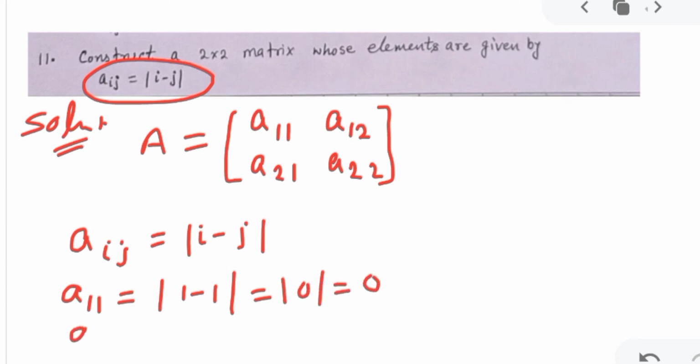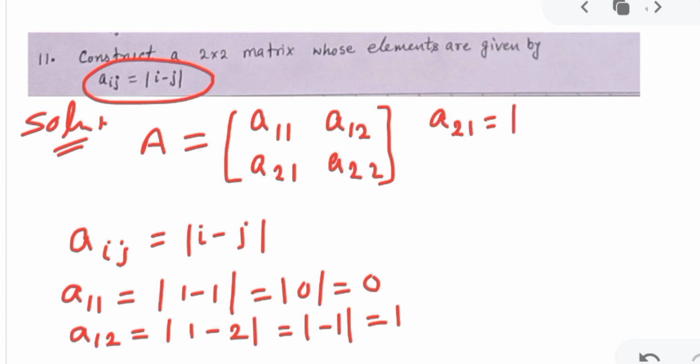Similarly, I will find A12. A12 means i value is 1, j value is 2, so 1 minus 2. Mod of 1 minus 2 means 1 minus 2 is minus 1, so mod of minus 1 will be 1. So I got the A11 value and A12 value. Similarly, I will find A21. A21 means i value is 2, j value is 1, so 2 minus 1. Mod of 2 minus 1 is mod of 1, which will be 1.